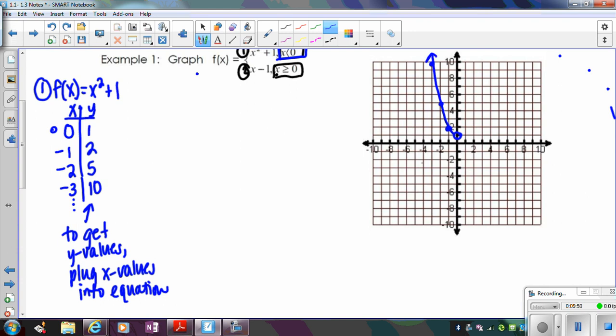And I'm only connecting to the left because only the values less than 0 are included for this. So there's the blue one. There's the first one. The second part, we're going to do the exact same way.